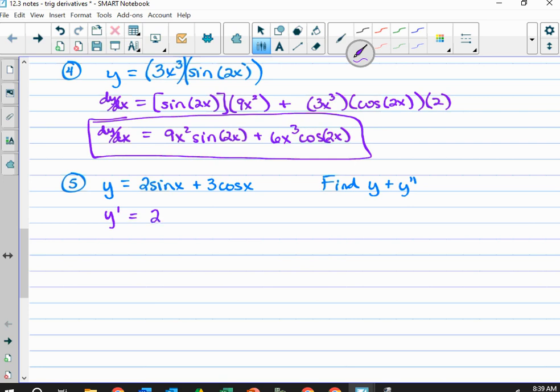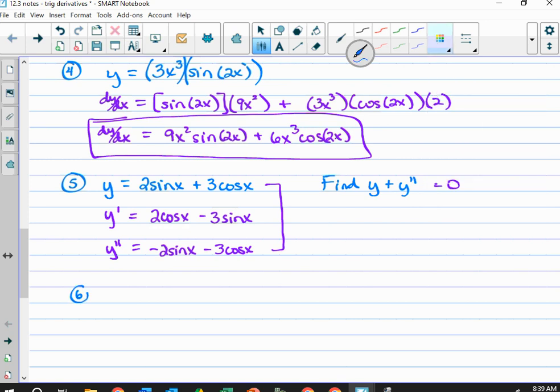All right, 2 sine of x is going to become 2 cosine of x. 3 cosine x is going to become negative 3 sine of x. We good on first derivative? Second derivative, so that's going to be negative 2 sine of x minus 3 cosine of x. So then when I add these two together, you just get 0, okay? It's a weird question, I know. You're just finding distance.